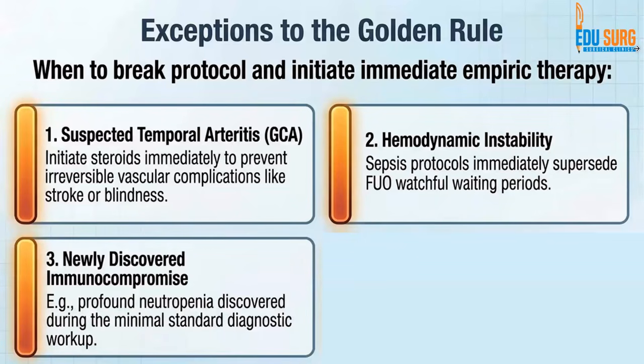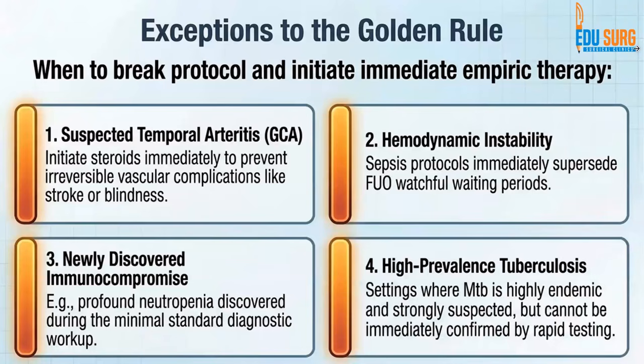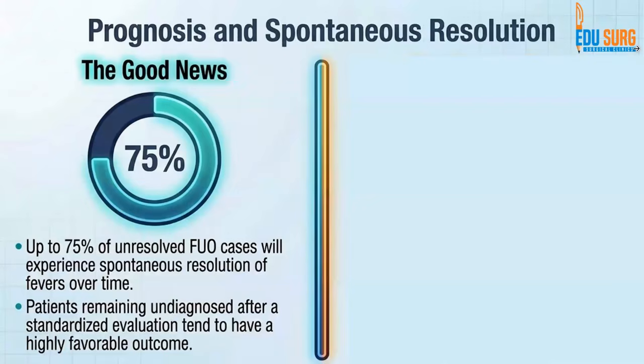Another important condition where you need to break protocol and initiate immediate empiric therapy is when profound neutropenia is discovered during the minimal standard diagnostic workup. And this is important because the FUO criteria apply only in immunocompetent adults. Another important category is tuberculosis, like we already discussed. It is one of the most common diagnoses when these patients present to you, but in today's world, it is very important that we get a diagnostic test positive before we start treatment. However, in some extreme scenarios, you may start treatment in endemic areas.